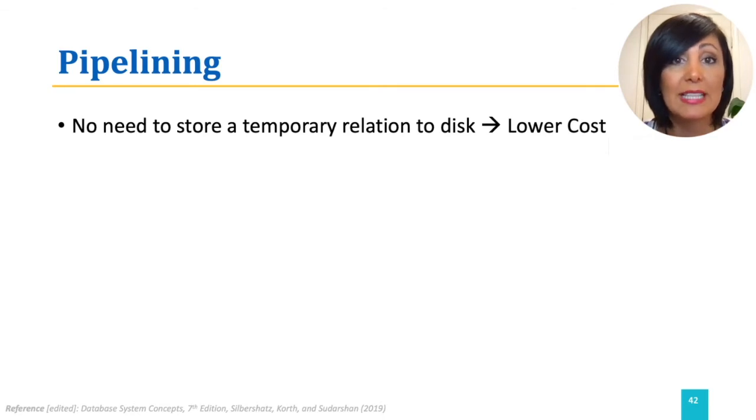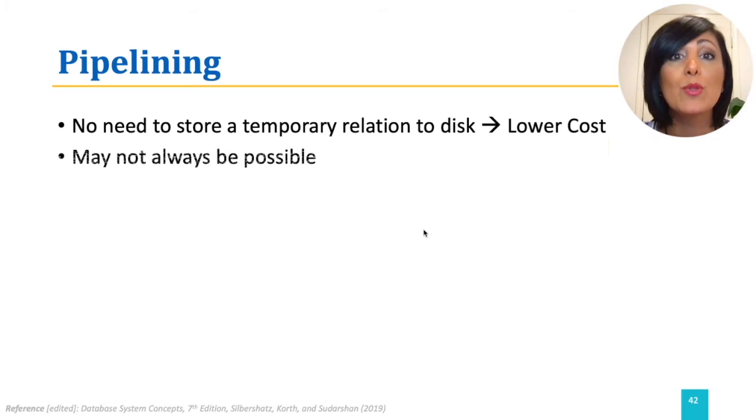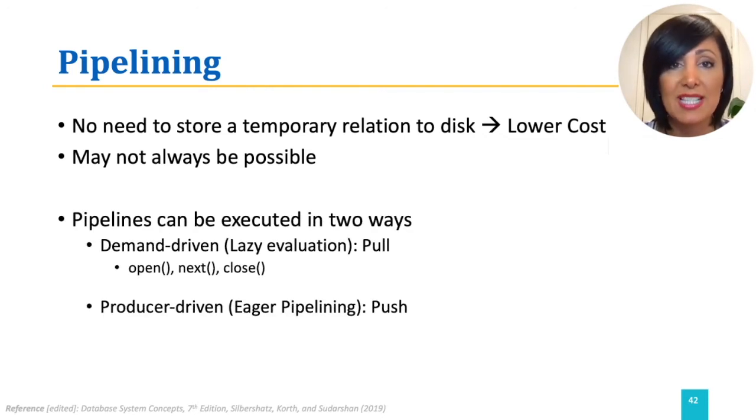However, it comes with a caveat that this, as opposed to materialized evaluation, may not always be possible. For example, pipelining might not be possible for sort or hash join. Pipelining, in simple words, is implemented by combining the intermediate operations and constructing a single complex operation that includes the pipeline.